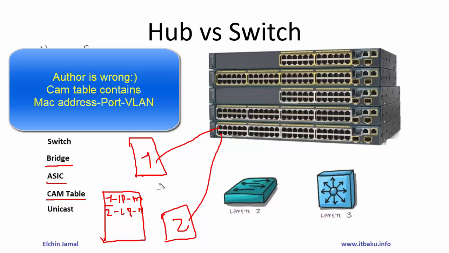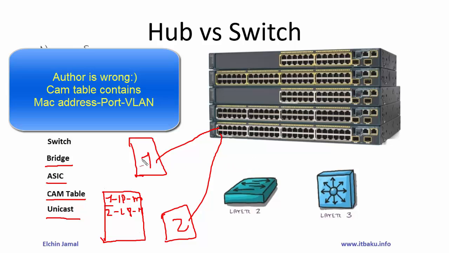Next time computer number 1 or computer number 2, it doesn't matter, tries to connect to each other, the switch doesn't send broadcast signals because it already has this information. The switch already has information about these two devices in its CAM table, and for the next time the switch just sends a unicast signal. Unicast means one to one.